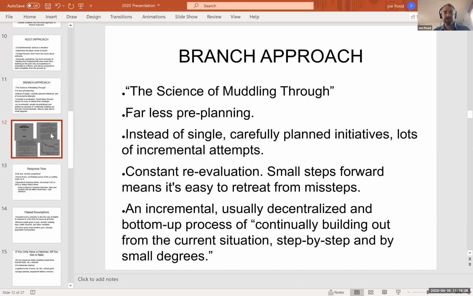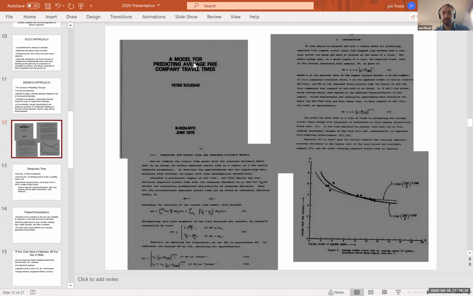And all of this results in, here are some slides from the actual studies themselves that were put together by the RAND Corporation. The original predicting fire company average response travel times, which is really the key factor here. So how does this come about? You know, 50 years ago, a really early time for this sort of thing.